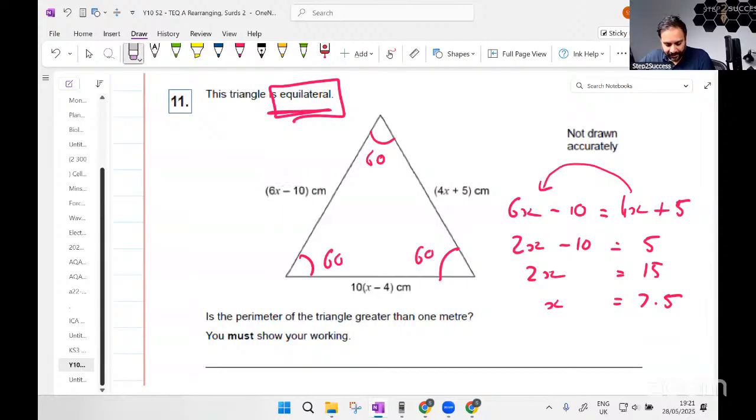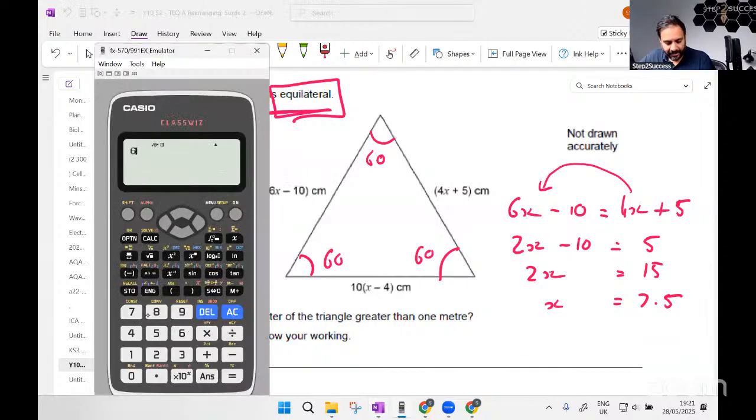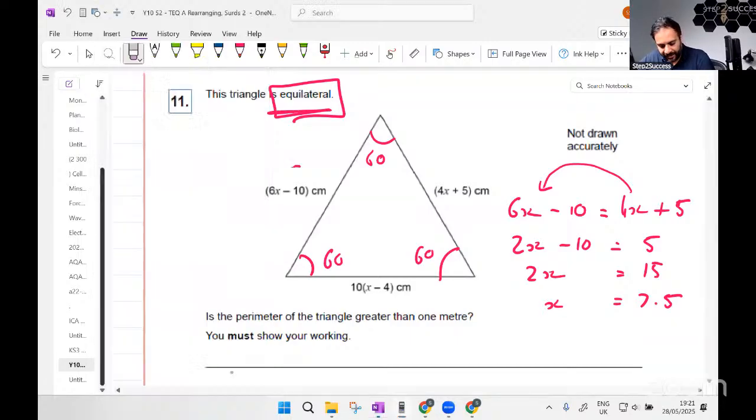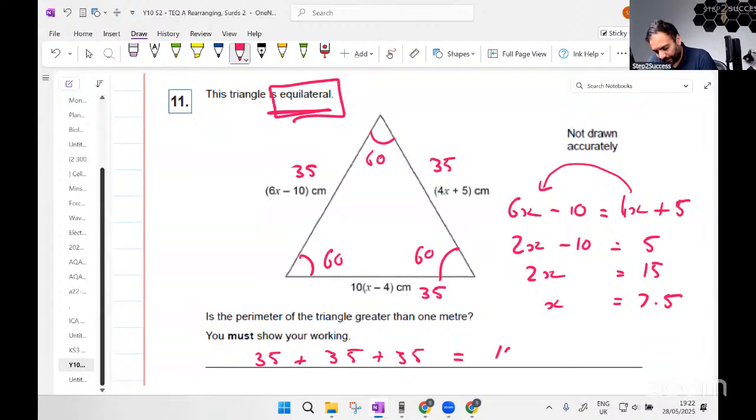If x is 7.5, then you can just work out what that side is. 6 times 7.5 minus 10 means that this side is 35 centimeters long, and every side is 35 centimeters long because it's an equilateral triangle. And if every side is 35 centimeters long, the perimeter is 35 plus 35 plus 35, which is 105 centimeters, which is greater than 1 meter, because 1 meter is 100 centimeters. And that's how you do that.